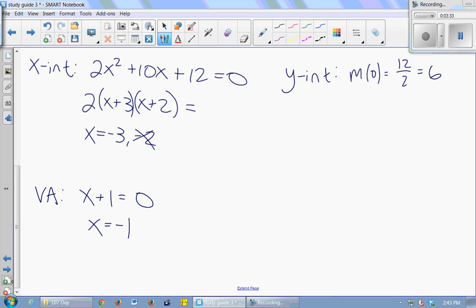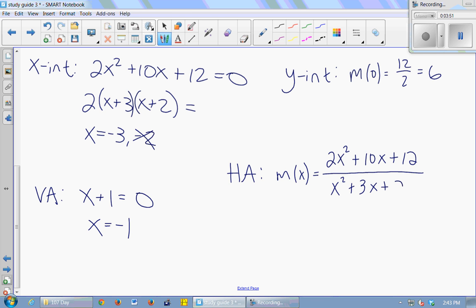And then my horizontal asymptote is determined using a rule where I compare the degree of the numerator to the degree of the denominator. In this case, the two degrees are the same, which means my horizontal asymptote happens at y equals the ratio of the leading coefficients. So 2 is my leading coefficient on top, 1 is my leading coefficient in the bottom. So 2 over 1 is my horizontal asymptote at y equals 2.